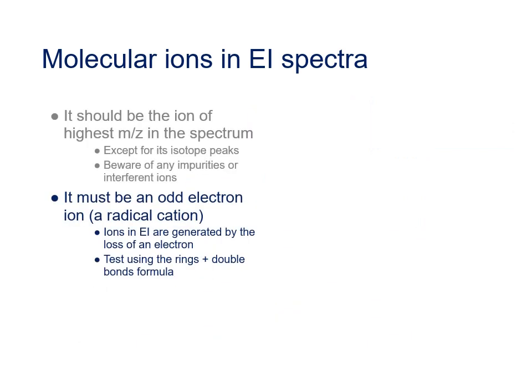Well, if you have only one compound in the spectrum, then the molecular ion should be the highest mass peak, excepting, of course, for its isotope peaks. The molecular ion must also be an odd electron ion, as it is a radical species, whereas many fragments will be even electron species. And we can test for whether an ion contains an even or odd number of electrons using the rings plus double bonds formula, which I'll come on to in a moment.